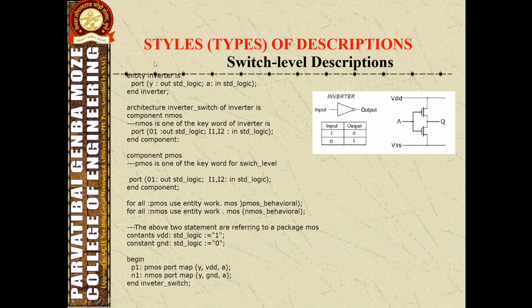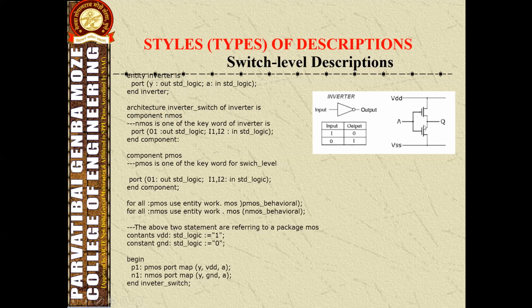So after declaring the library, we have to begin with an entity. Entity is a predefined word. Here the name of the application is inverter, and we have to declare the ports. One output terminal is Y and one input terminal is A, and these are in the form of std_logic data type, and we end with the predefined word end inverter. Then we have to start the architecture, and we write the architecture name inverter_switch of inverter. Here inverter is the name of the entity, and for this entity we are writing the architecture.